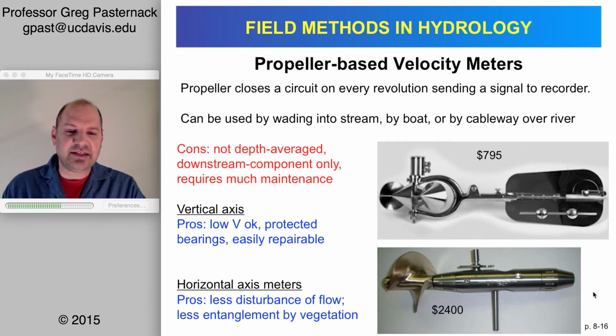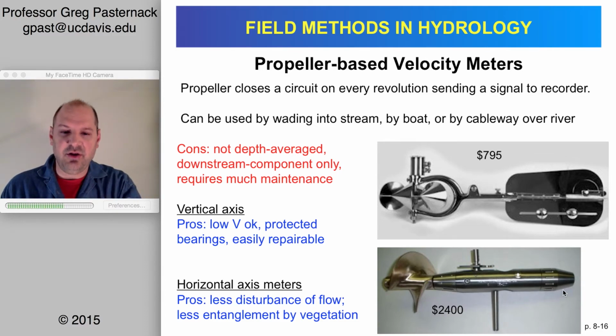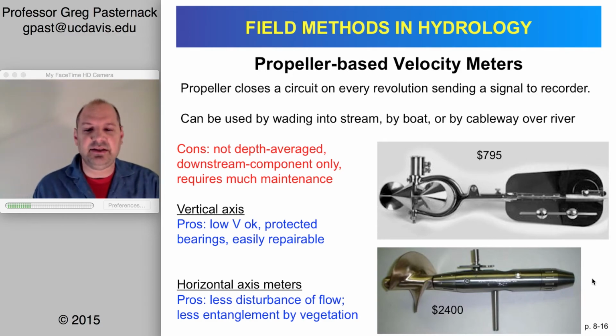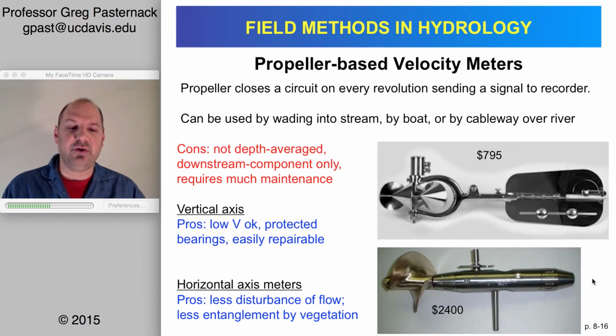The horizontal axis meter is more commonly used in Europe. It disturbs the flow less because it's more streamlined, and the axis is protected, so there's less chance of entanglement. However, you can see that on a comparative price basis, it's more than twice as expensive, almost 3 times as expensive for the European horizontal axis meters. And so that's another reason why often we just use the vertical one.